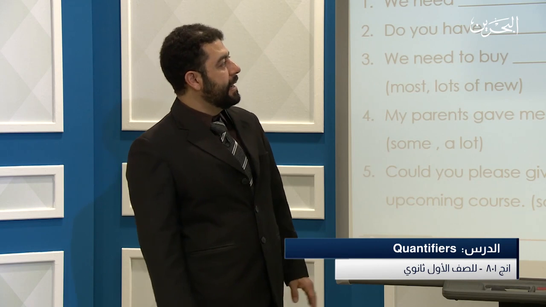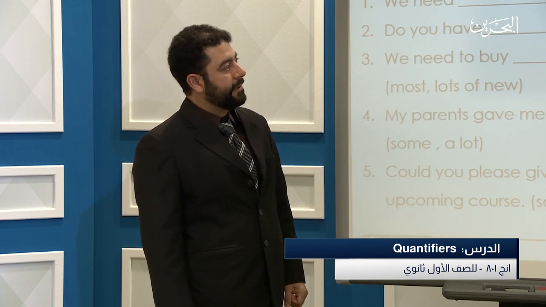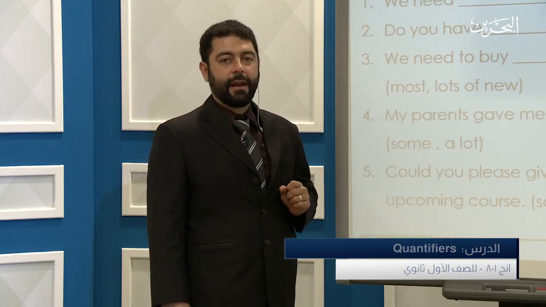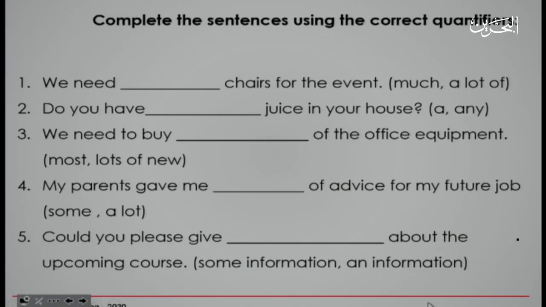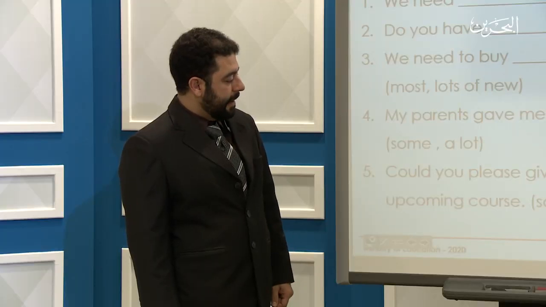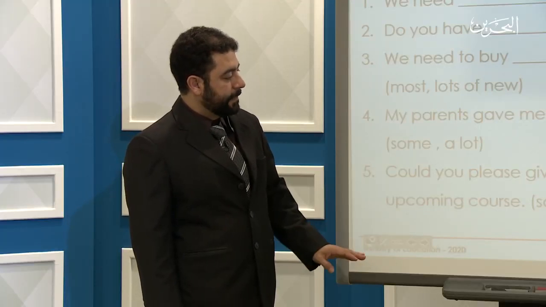Number 1, we need blank chairs for the event. You have to choose between much and a lot of. 2, do you have blank juice in your house? A or any. 3, we need to buy blank of the office equipment, most, lots of new. 4, my parents gave me blank advice for my future job, some or a lot. 5, could you please give blank about the upcoming course? You have to choose between some information and information. You have 2 minutes.